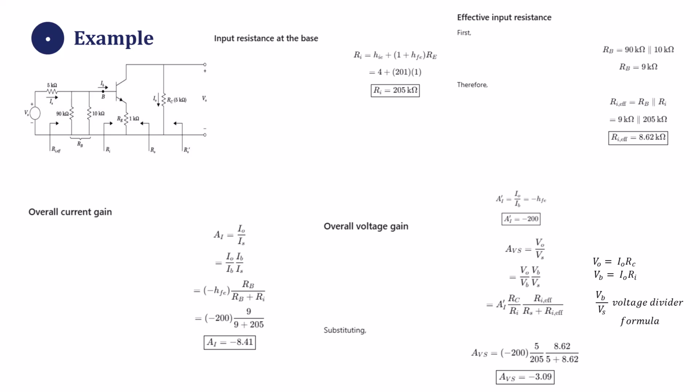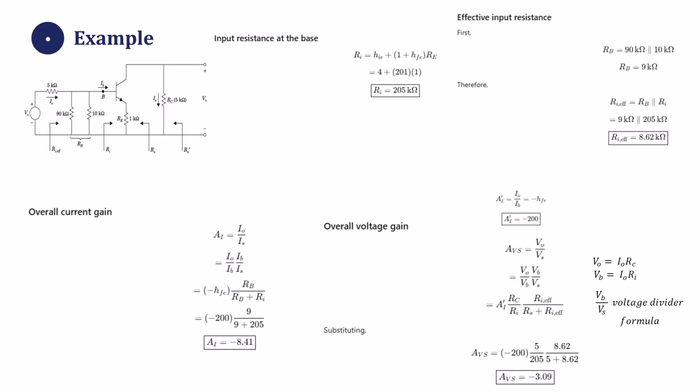Now for the overall current gain AI equal to IO over IS, we break this into two ratios, IO over IB times IB over IS. The first ratio is just negative HFE. The second ratio, IB over IS, comes from the current divider formed by RB and Ri, giving us RB over the quantity RB plus Ri. Multiplying these together, negative 200 times 9 over the quantity 9 plus 205 gives us an overall current gain of negative 8.41.